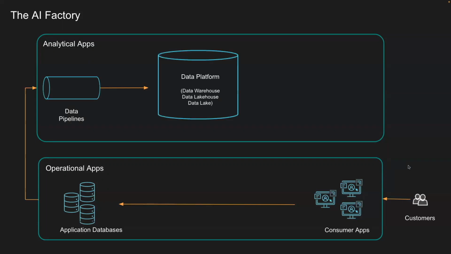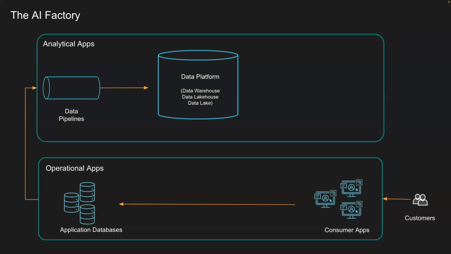Now, the next area is the analytical apps area. This is like the thinking brain of your company. This is where all the decision making happens based on all the data that the company is gathering. You'll have some data pipelines that will extract all the data from your application databases, and they'll all go into this huge data platform.